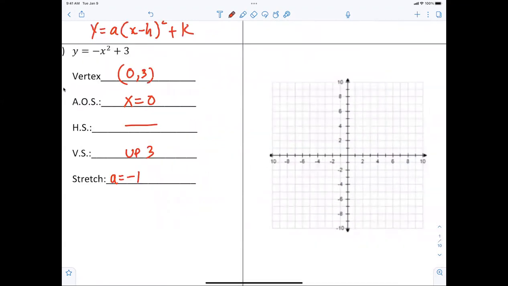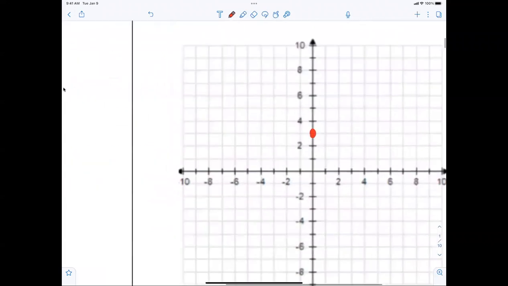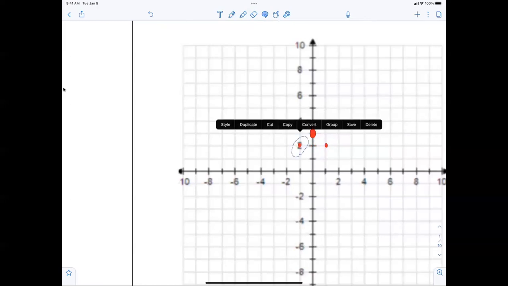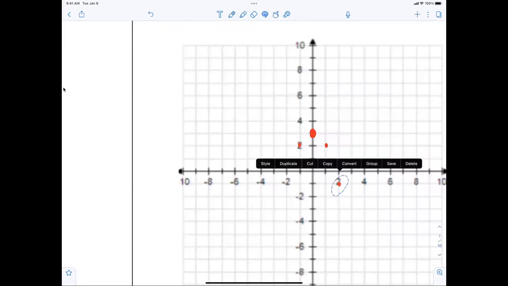So now you go to your vertex, which is 0, 3. And then normally, remember, you'd go over 1 and up 1, but this time we would go over 1 and what? Over 1 and down 1. Right? Then duplicate it, go over the axis of symmetry. All right, then again, normally you would go over 2 and up how many? 4. But this time, you're going to the right 2 and down 4.